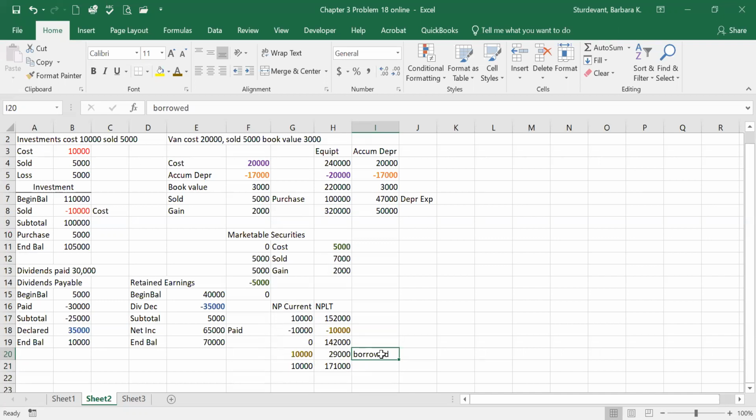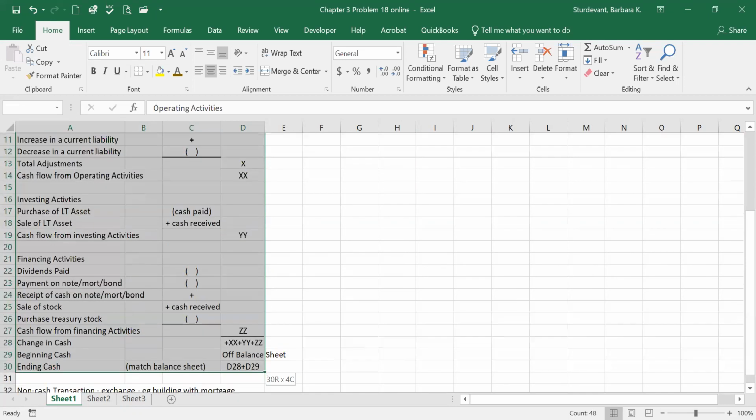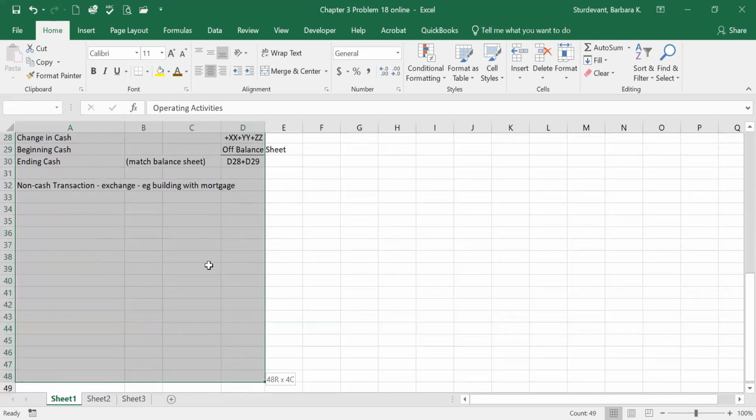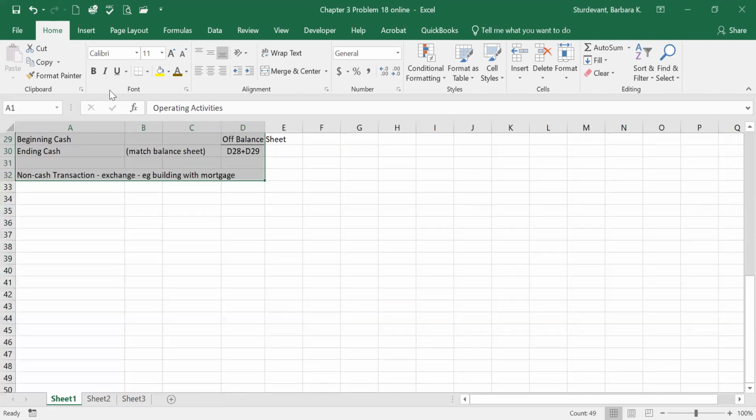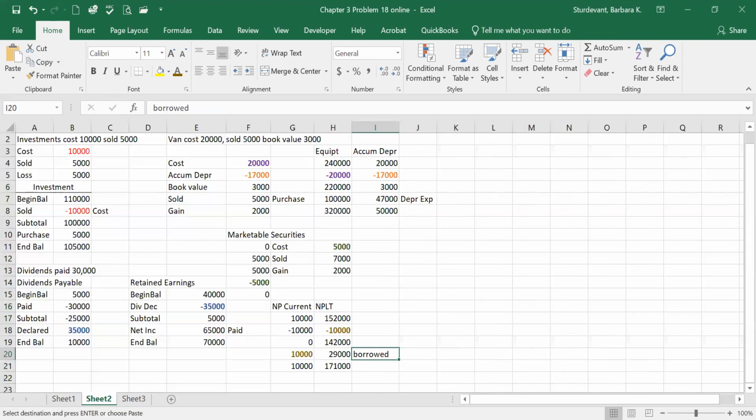Okay, ready to take these to a cash flow? Sure. So let's go over here and I'm going to cheat. Actually, you know what? Let me do this. Let me take it over to that sheet and then we can be looking at stuff as we go.